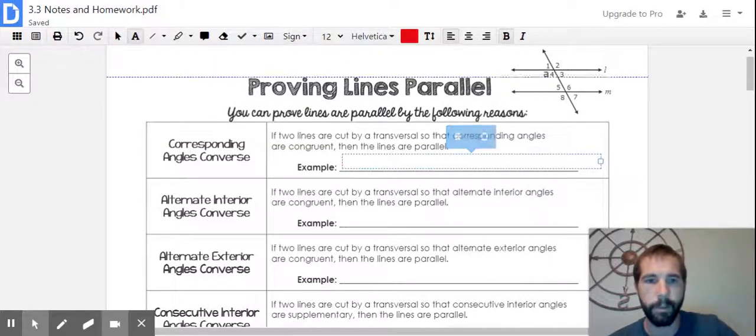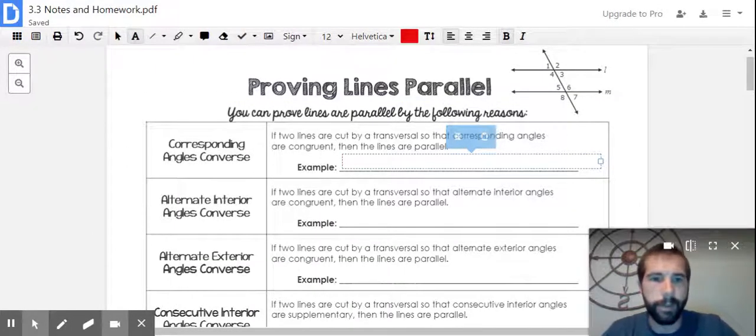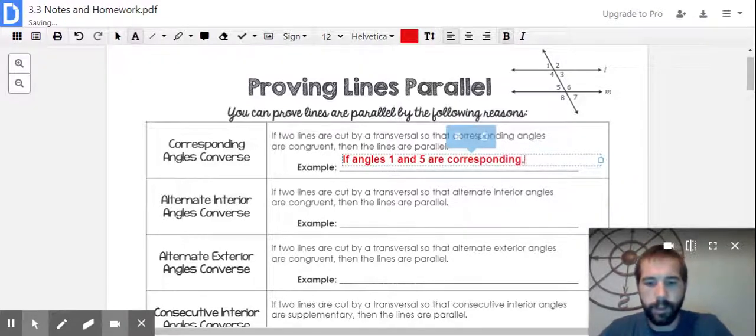Okay, so an example from the picture up above. So we would say if, for example, let's pick a pair of corresponding angles. How about 1 and 5? So if angles 1 and 5 are congruent, then line L is parallel to line M. Okay, so that's what the corresponding angles converse tells us.